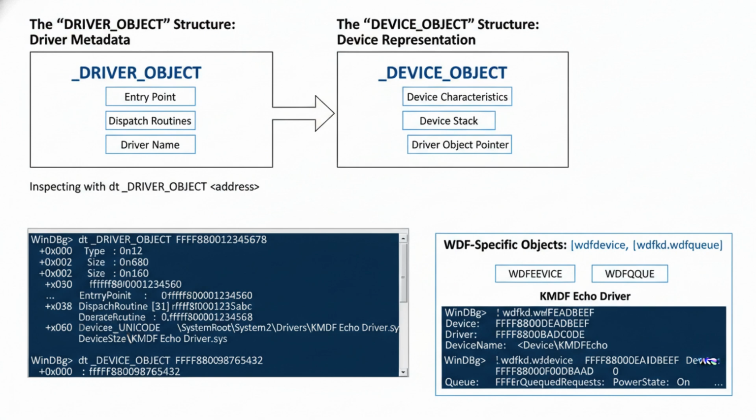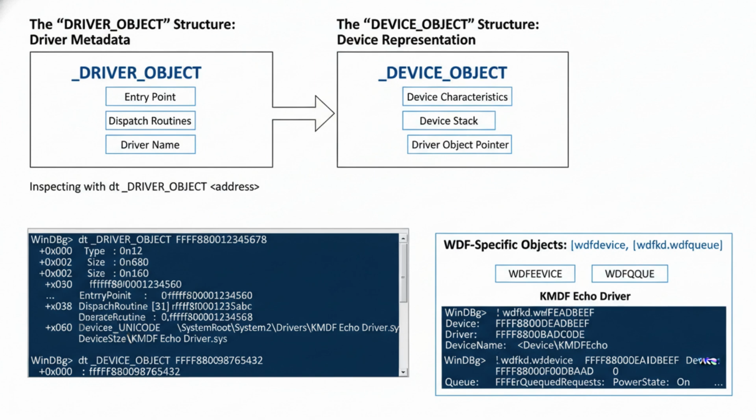Beyond just IRPs, understanding the fundamental kernel objects that represent our driver and its associated devices is crucial. Every loaded kernel mode driver, including our KMDF Echo Driver, is represented by a _DRIVER_OBJECT structure. This structure contains essential information such as the driver's entry point, its registered dispatch routines, and a pointer to the driver's name. We can inspect this object directly using WinDbg's dt _DRIVER_OBJECT address command, which displays the data type at a given address.